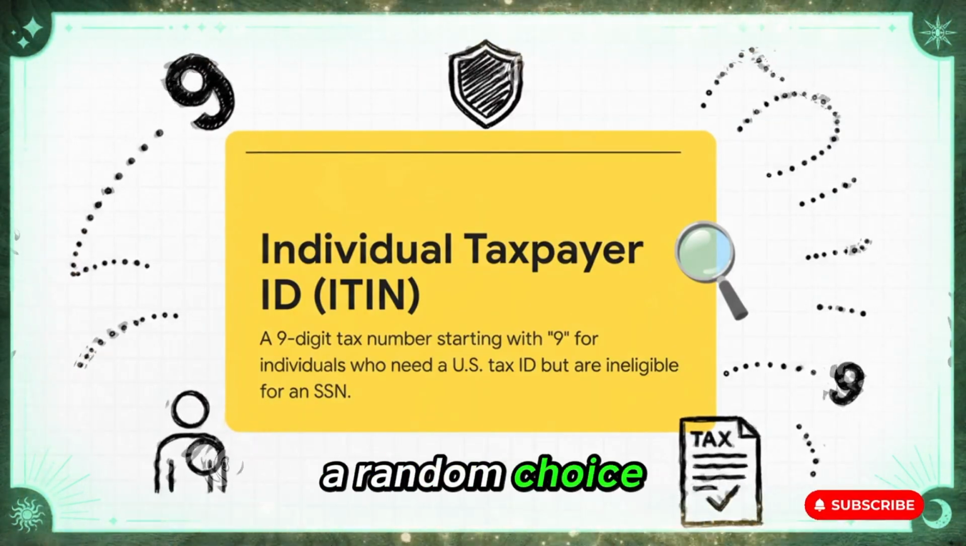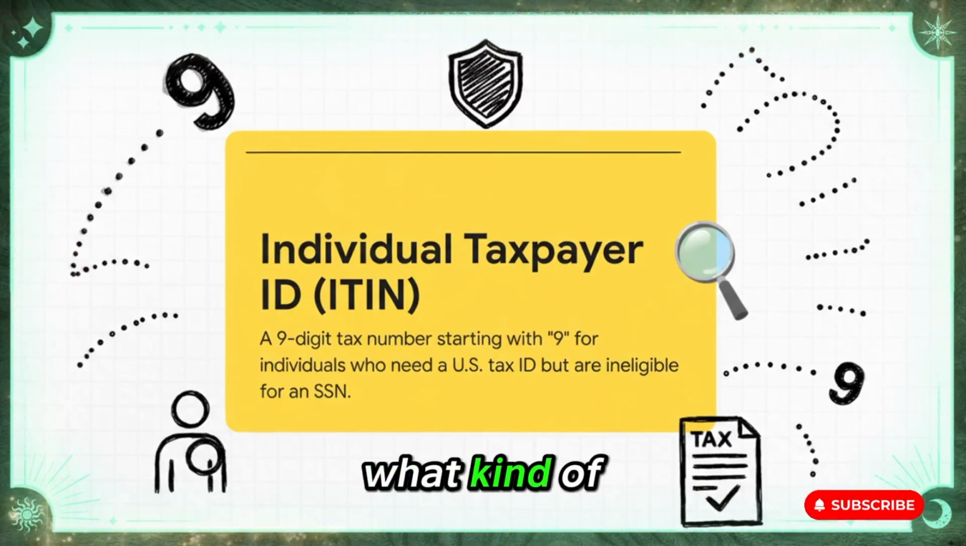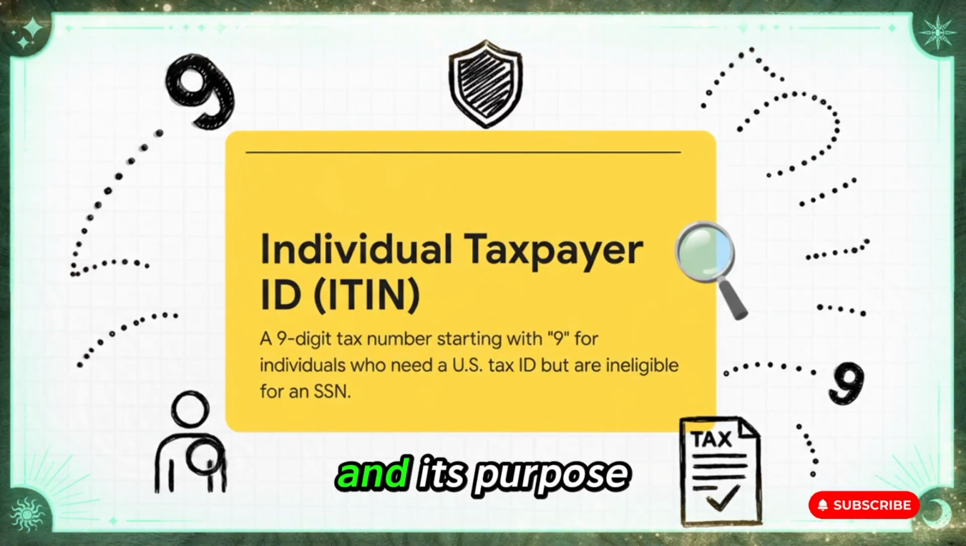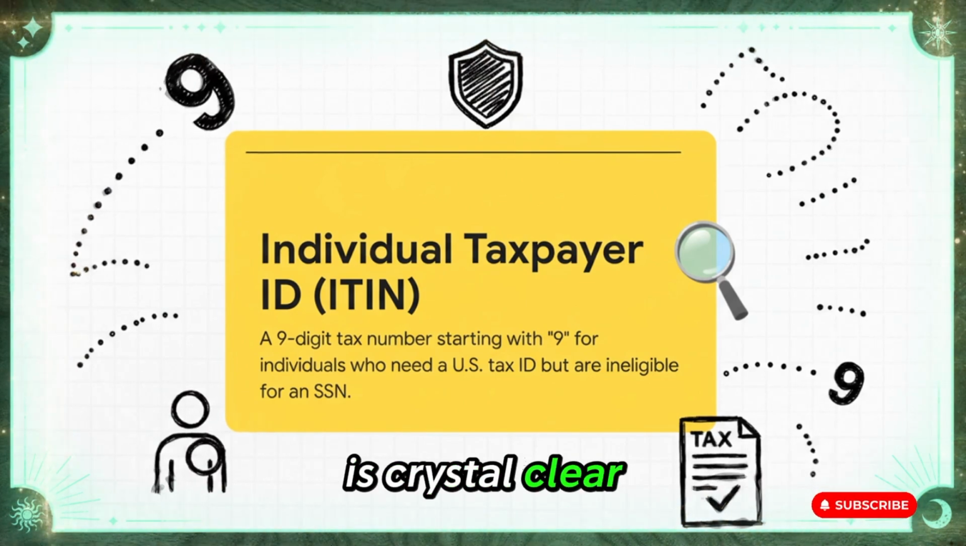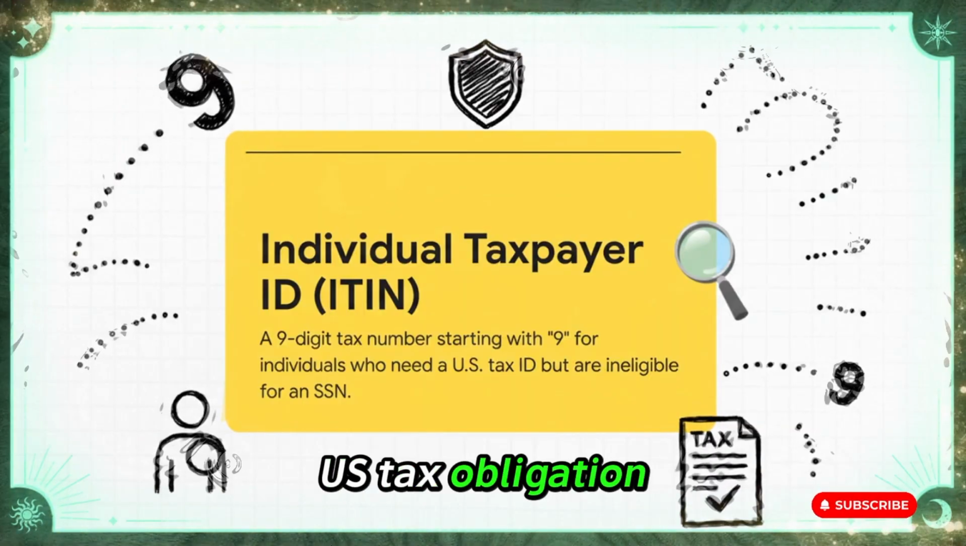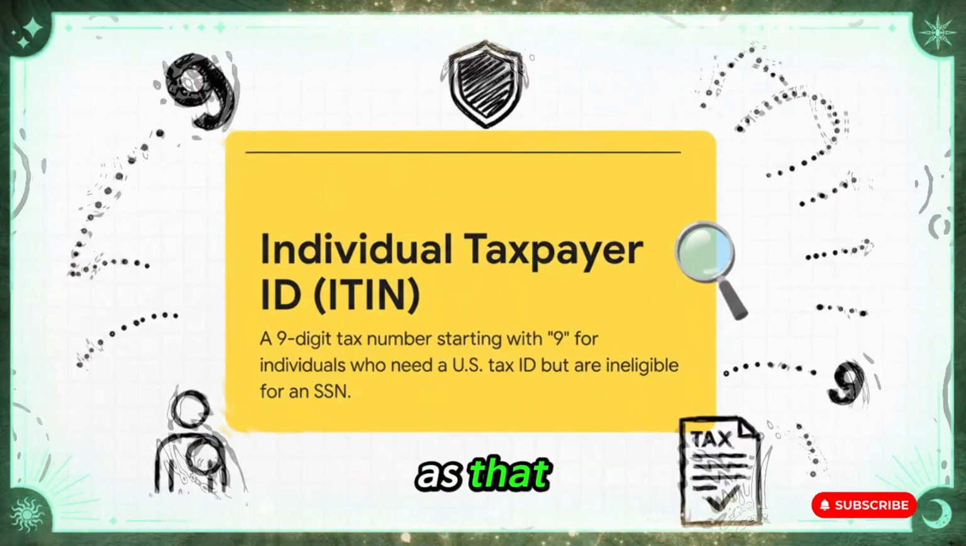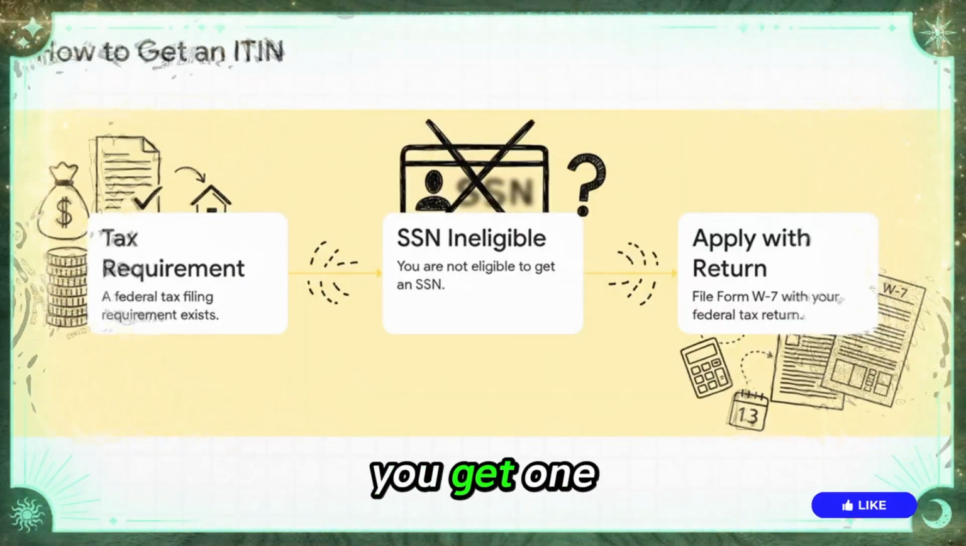That's not just a random choice. It's how the IRS system knows immediately what kind of number it's looking at. And its purpose is crystal clear. Give a taxpayer ID to someone who has a US tax obligation but can't get an SSN. Simple as that. So, how do you get one?